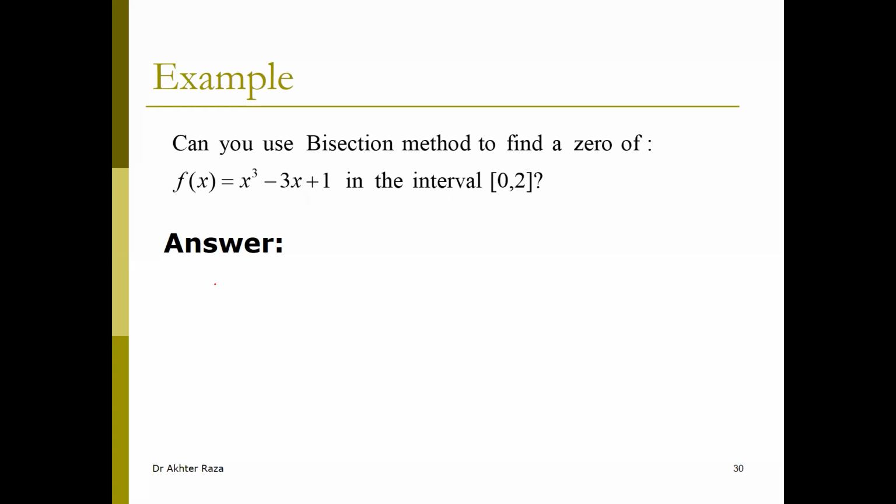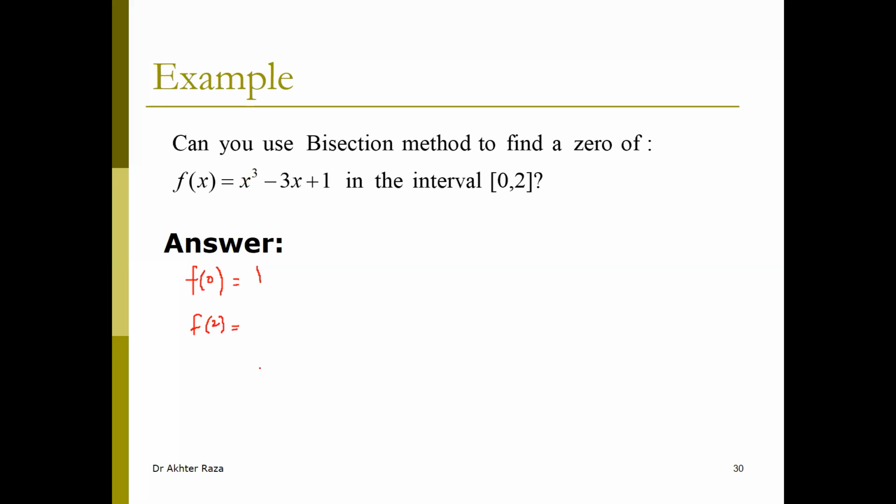We have to calculate f of 0, then we have to calculate f of 2 and check the sign. F of 0 will be 1, because if we put 0 here, it is 0. The only value is 1. Now we have to calculate f of 2.